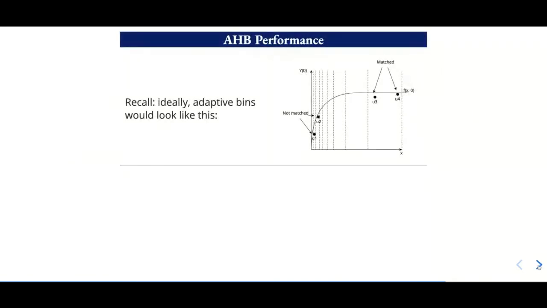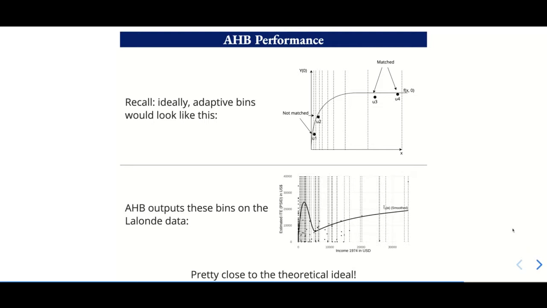Let me give you another intuition for why we are happy with the empirical results that we're getting. Recall that I told you that ideally adaptive bins would look something like what's in the figure that I'm showing you here. These are the bins that AHB outputs on the data from Lalonde. Just by looking at this figure, I can see that this is pretty close to what we were trying to achieve theoretically, and it's telling me that we're moving at least in the right direction towards solving the problem that we want to solve. A couple more things. I started by telling you that I like matching because it's interpretable, and our matches are particularly interpretable.